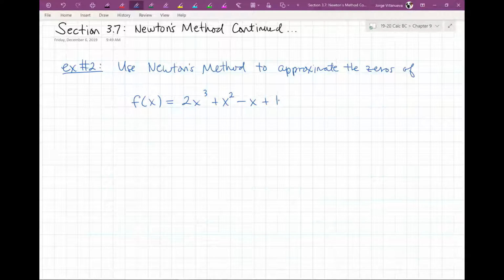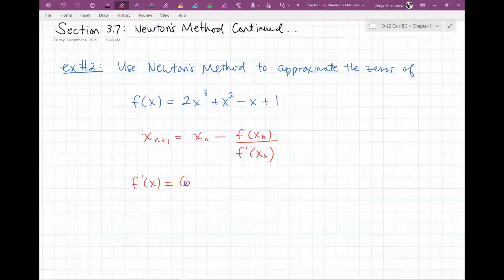Okay, so if you guys remember, the formula looks like this. X sub n plus 1 is equal to x sub n minus f of x sub n divided by f prime of x sub n. So that means I need my derivative. So let's find the derivative here. F prime of x is equal to 6x squared plus 2x minus 1. So there's my derivative, there's my original function, there's my Newton's method formula, right?